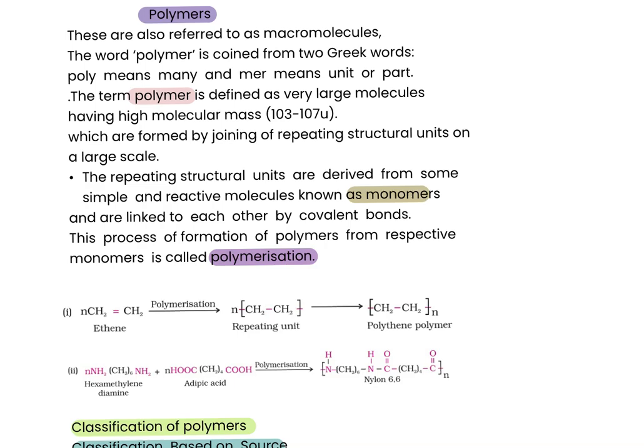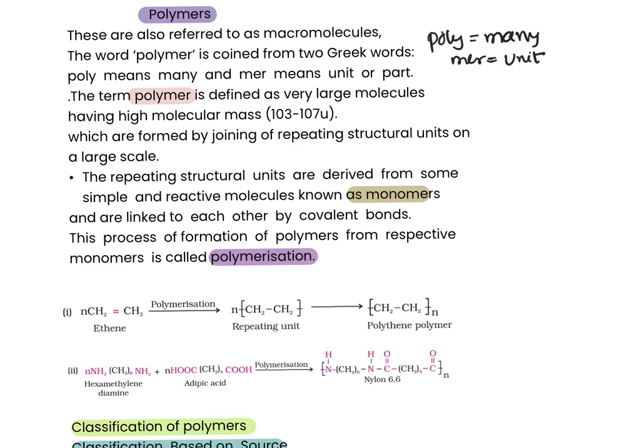Today I want to discuss polymers. These are referred to as macromolecules. The word polymer is coined from two Greek words: poly, meaning many, and mer, meaning part or unit.